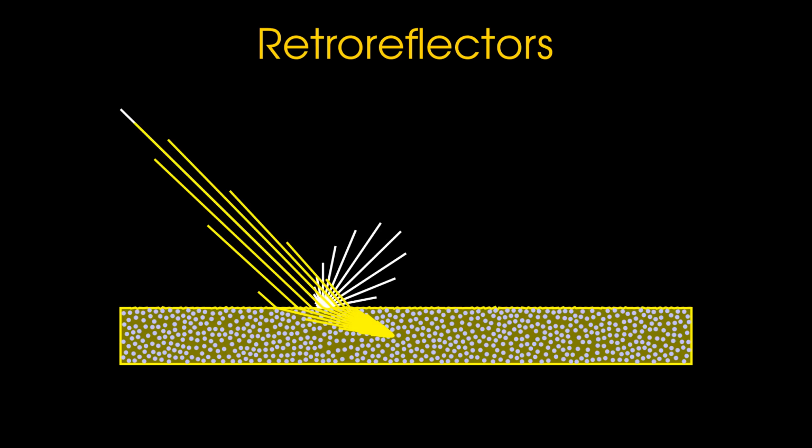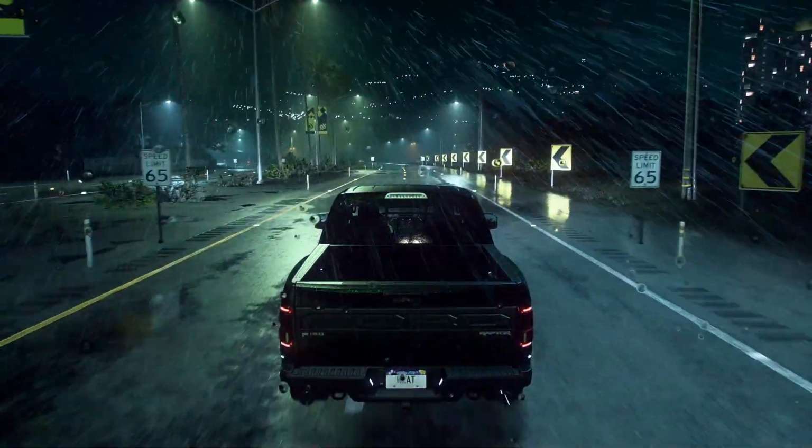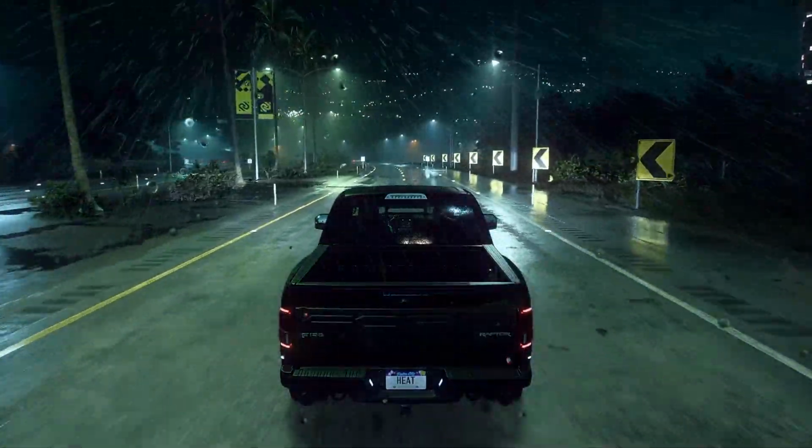Similar to how we handle metals, our artists could also specify which fraction of a surface should be covered with retroreflectors. We use this value to blend between the standard material and the retroreflective material. Finally, here's a short clip of some of the retroreflectors rendered in-game.